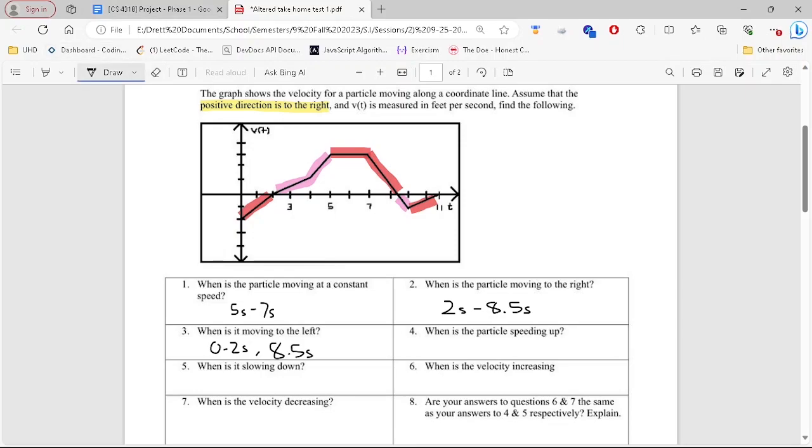So when is a particle speeding up? From 2 seconds to 5 seconds, and from 7.5 seconds to 8 seconds. Okay, so what is slowing down? Let's see. What is slowing down?